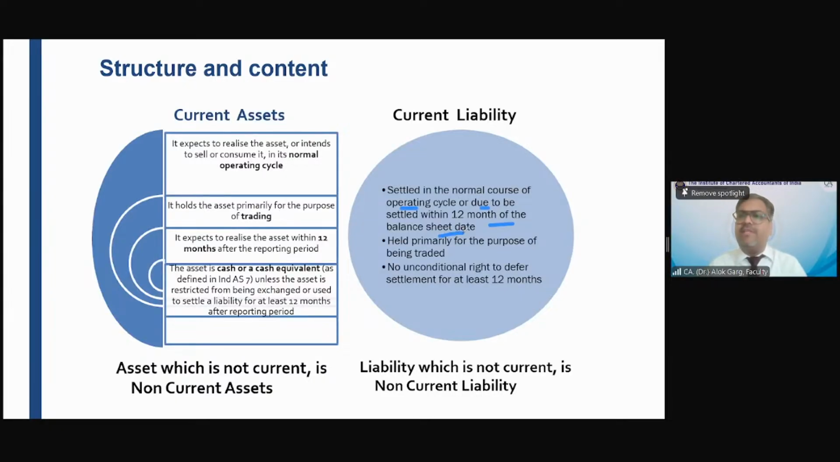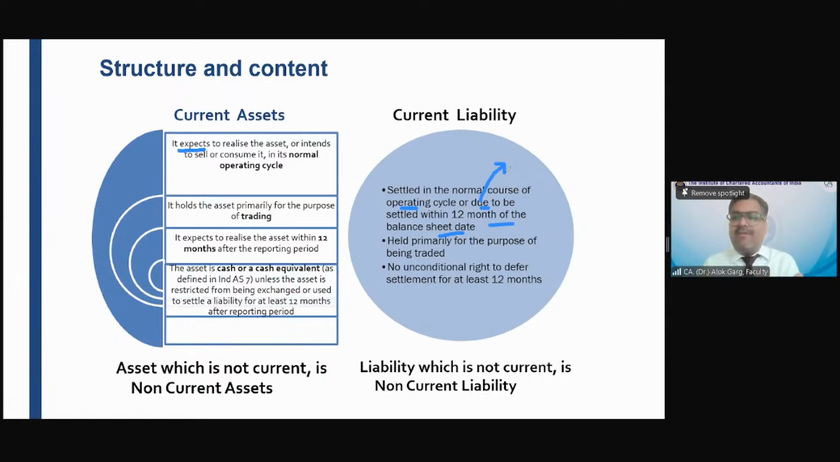Can you see the difference between the wordings in asset and liability? It is very important for you guys to read the question in the exam very carefully. When it is an asset, the word used was "expect". When it is a liability, what is the word used? Due. Due means contractual, right?